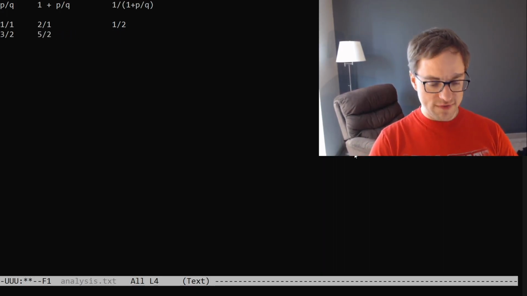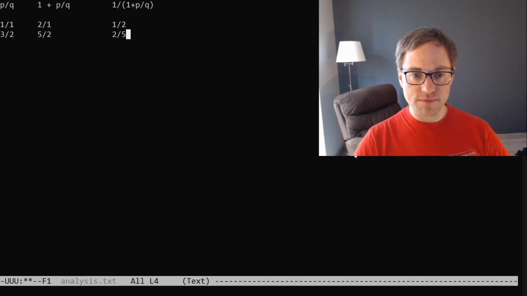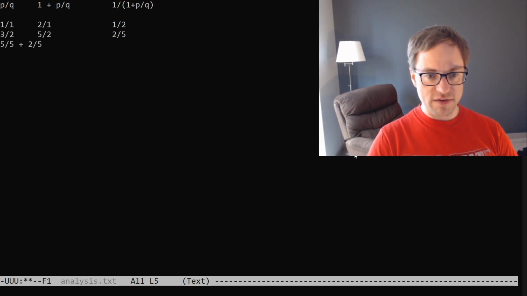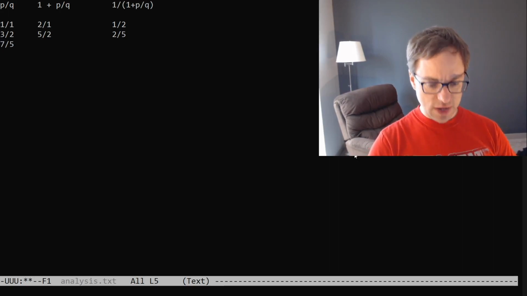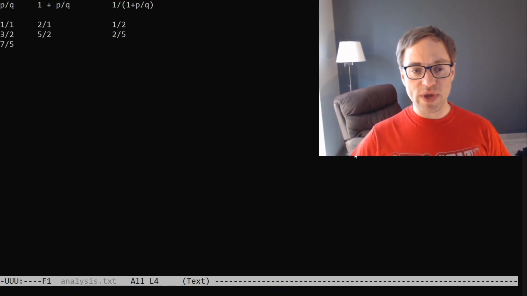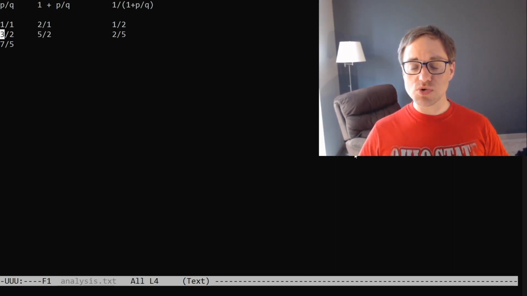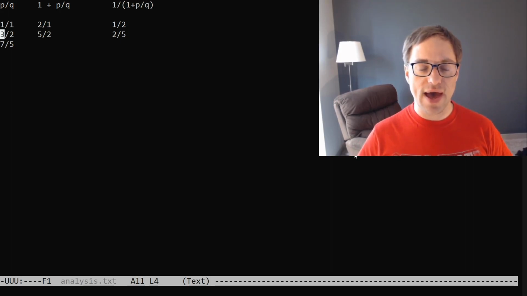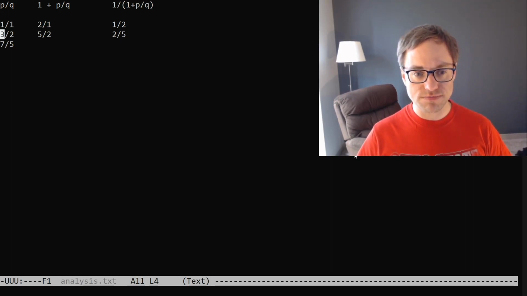Taking the reciprocal gives us 2/5. And then adding 1 again is going to be 5 over 5 plus 2 over 5, which gives us 7 over 5. And I think you probably get the idea. In particular, when we add 1, we're just going to add the denominator to the numerator. That's the effect that adding 1 will have.